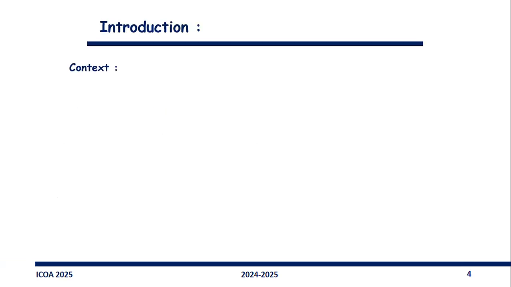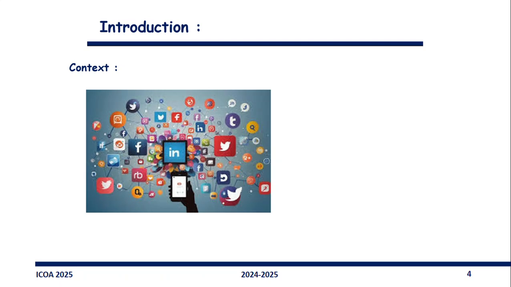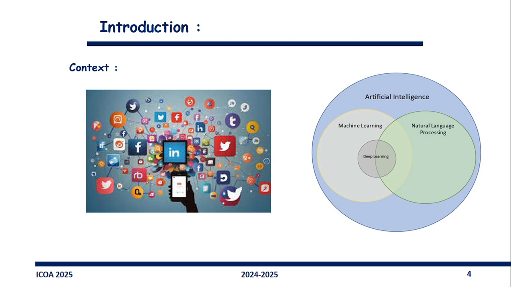Introduction. With the rapid growth of social media, users generate a considerable amount of data every day, including text and images. This user-generated content carries valuable information about opinion and feeling, which can support decision-making regarding products, places, and services. By applying artificial intelligence, especially natural language processing, which combines machine learning and deep learning, it becomes possible to analyze and understand human language through sentiment analysis.